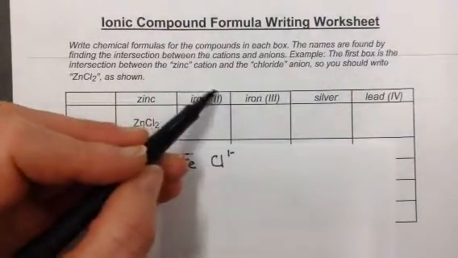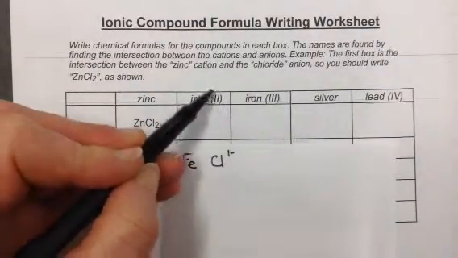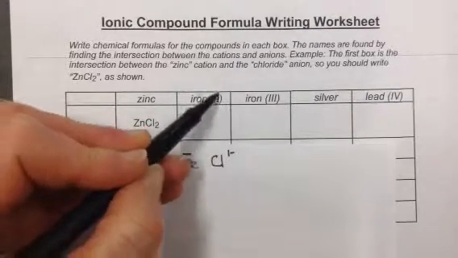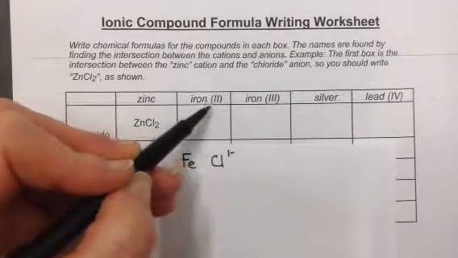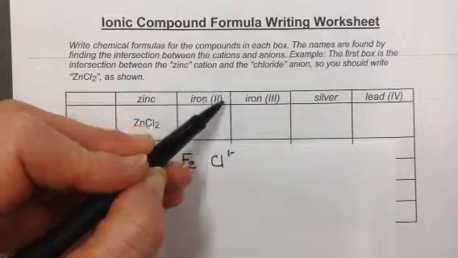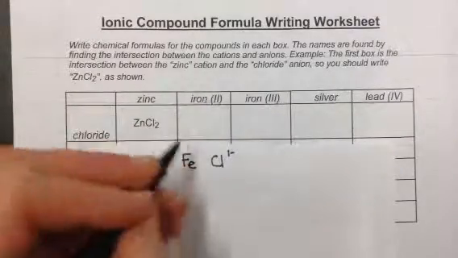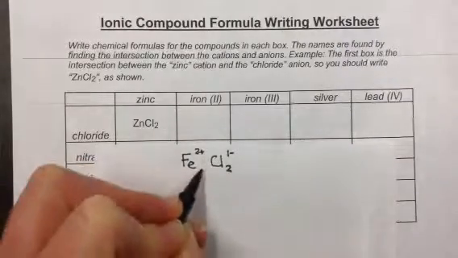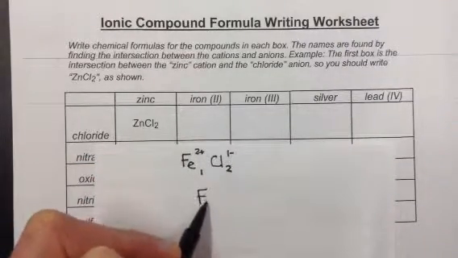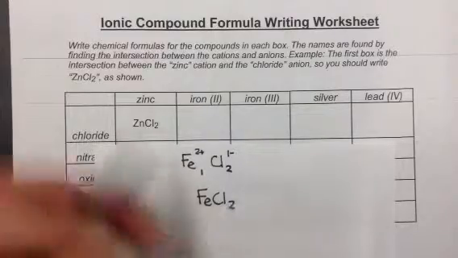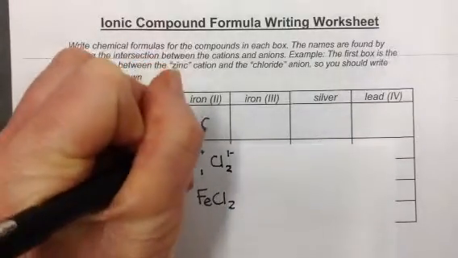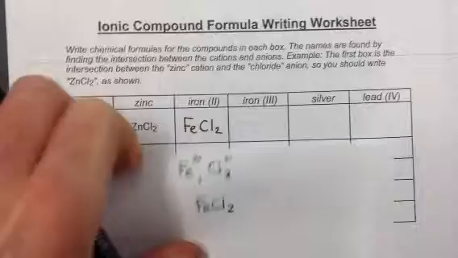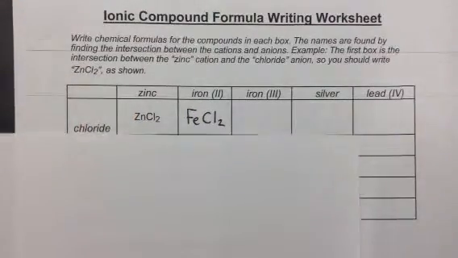Iron is a transition metal that could have many different oxidation numbers. So by the Stock system, the current modern convention, we have parentheses and a Roman numeral, and that tells us the oxidation number. So then we swap and we drop. FeCl2.